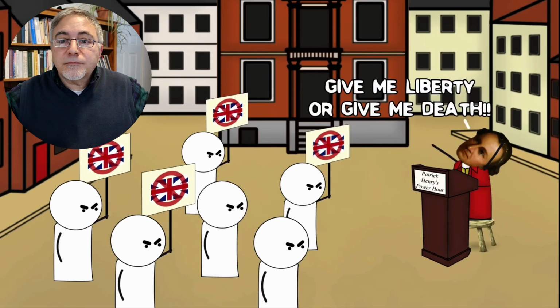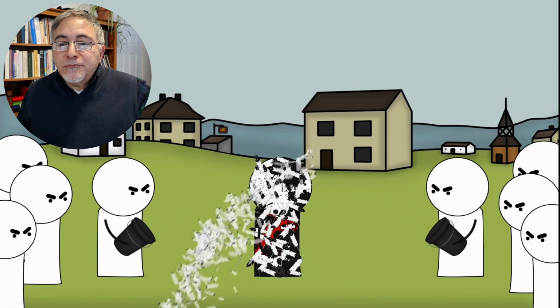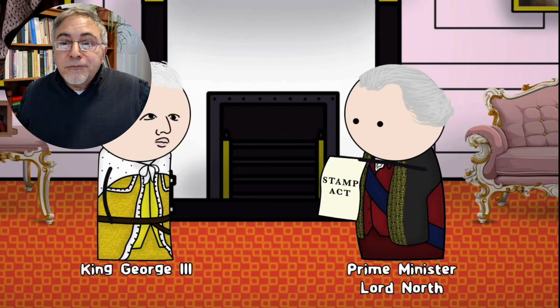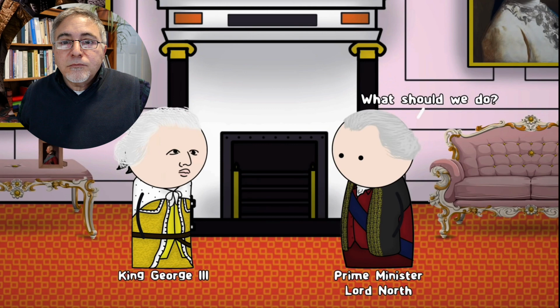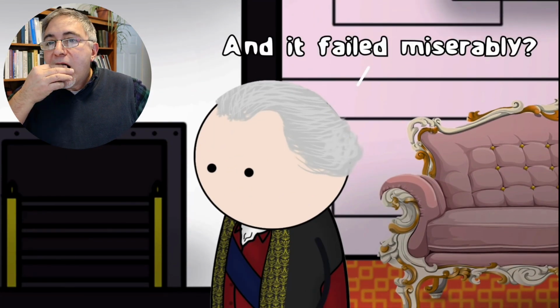So they protested. Orators gave fiery speeches. British goods were boycotted, and anyone loyal to the British found themselves increasingly harassed. The whole thing actually began to take quite a toll on British business, and after just a couple years, the British were forced to repeal the Stamp Act. But we still desperately need money. What should we do? We could try taxing the colonies. Great idea. Wait, didn't we literally just try that and it failed miserably?